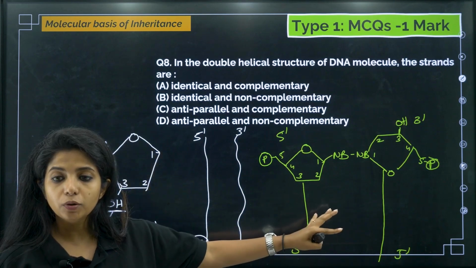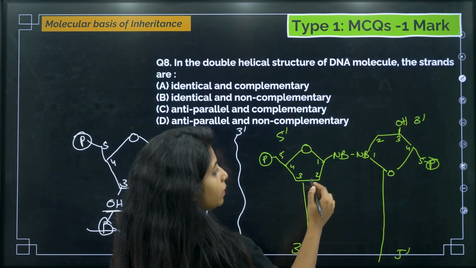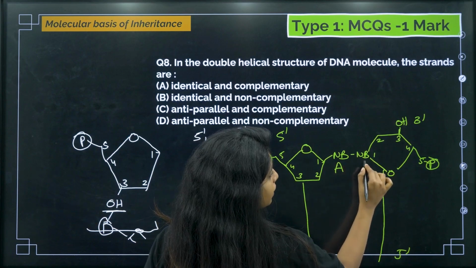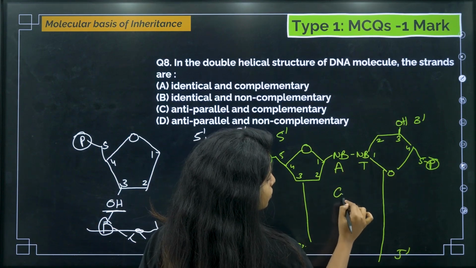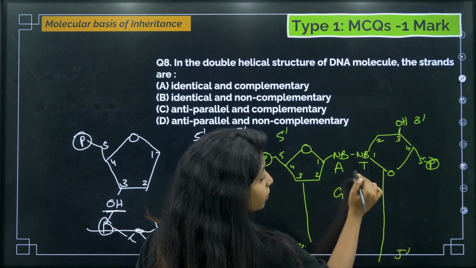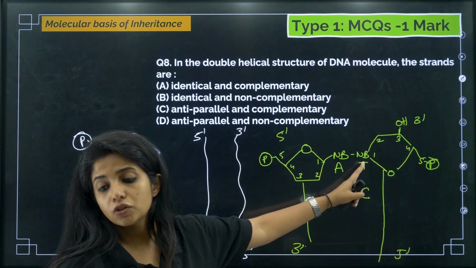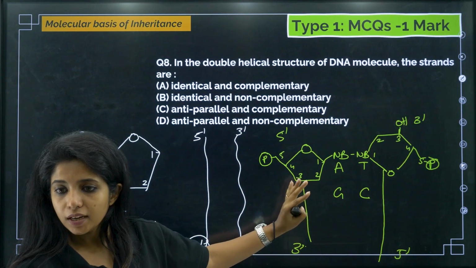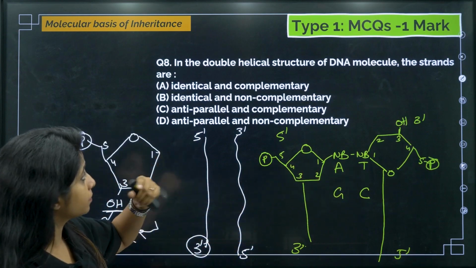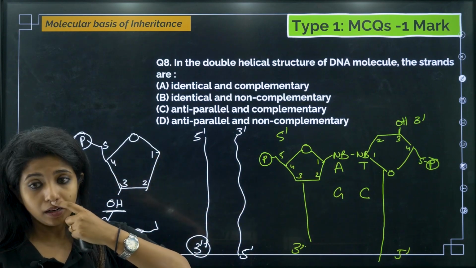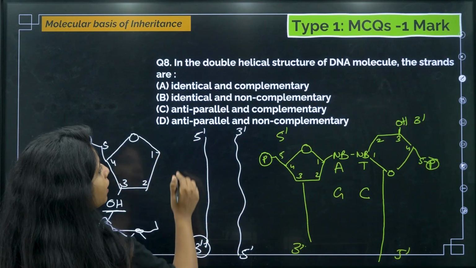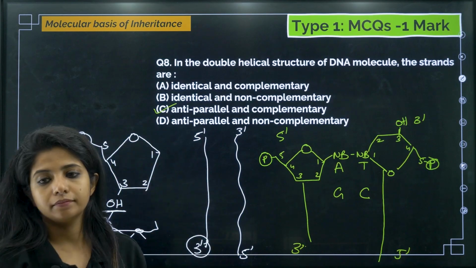So are they complementary to each other? Yes. Why do you say complementary? Because here if it's A, there it is T. Here if it is G, it will be C. So they are complementary to each other. A does not bind with C, and T does not bind with G as well. So they are anti-parallel. They are opposite in direction. So we say they are anti-parallel and they are complementary. Works?